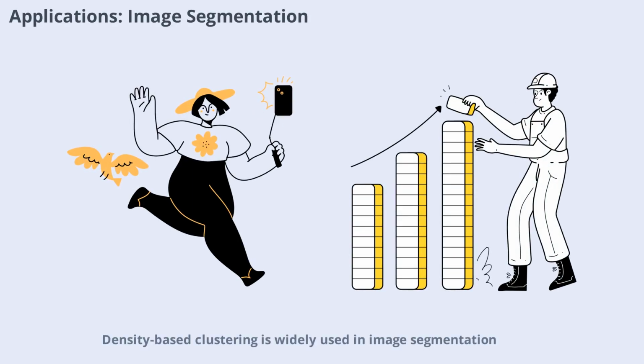Density-based clustering is widely used in image segmentation, where the goal is to partition an image into meaningful regions. By grouping pixels based on their intensity and spatial proximity, algorithms like DBSCAN can identify objects and boundaries within images, making them valuable tools in computer vision and medical imaging.